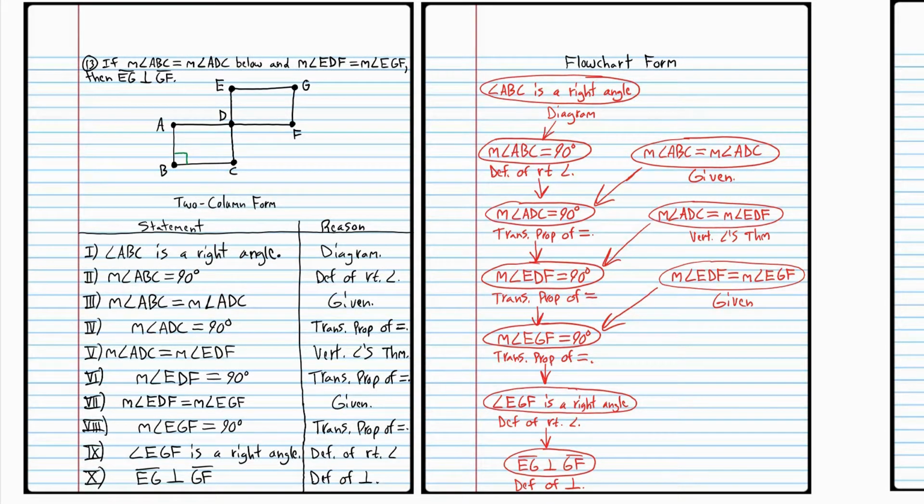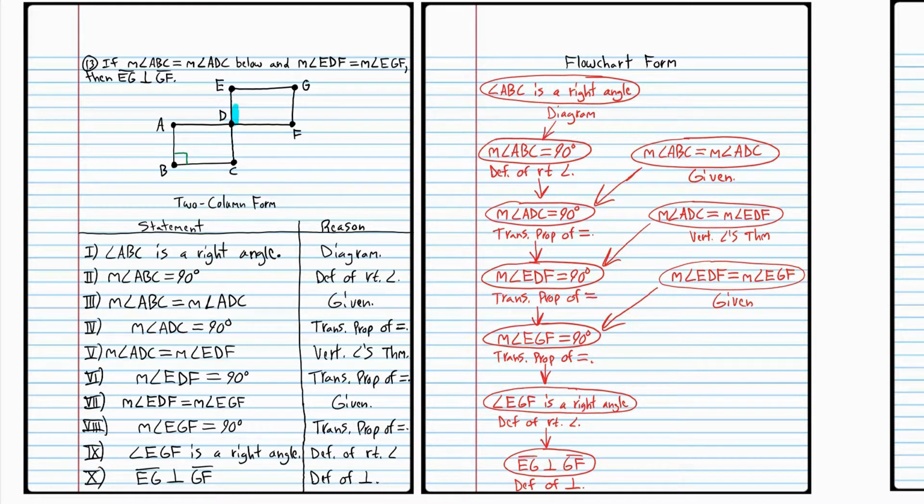All right, we're back. So your flowchart should look something like this. If ABC is a right angle, and again we see that in the diagram, then it follows from that that the measure of the angle must be 90 degrees by the definition of right angles. If we know the measure of ABC is equal to the measure of ADC, that's given information, then we can combine both these pieces of information, using the transitive property of equality to say that the measure of ADC must be 90 degrees. So the measure of this angle must be 90 degrees.